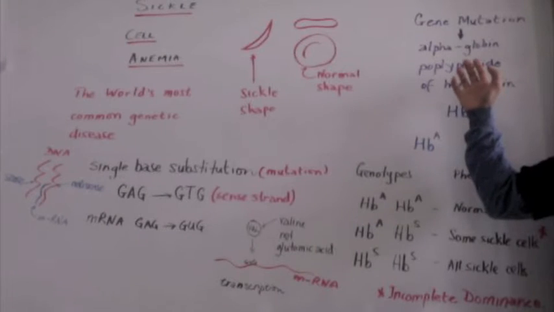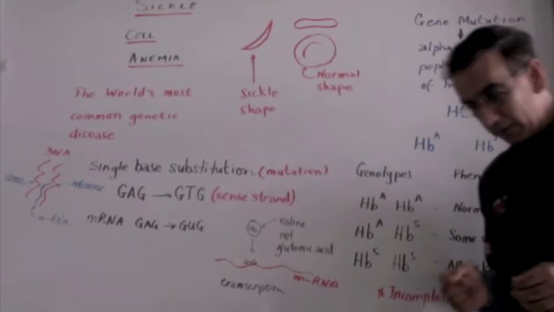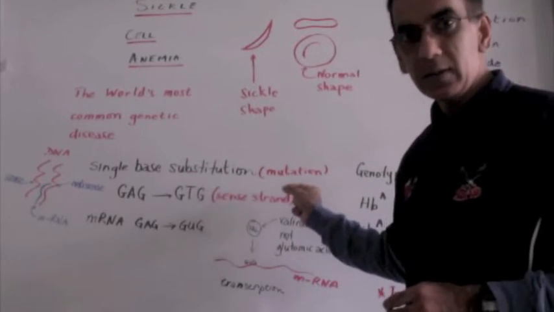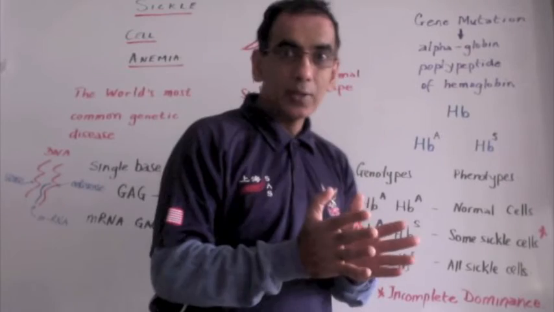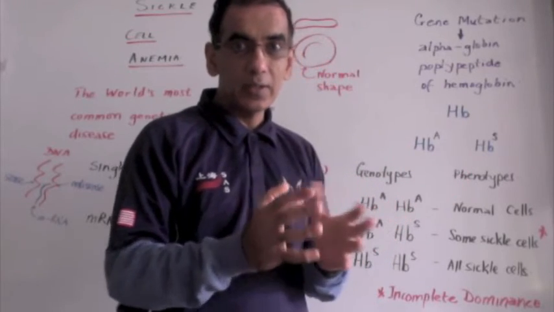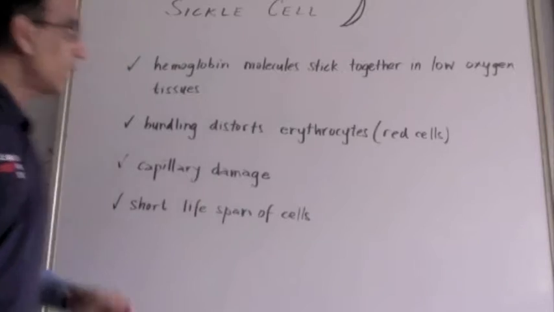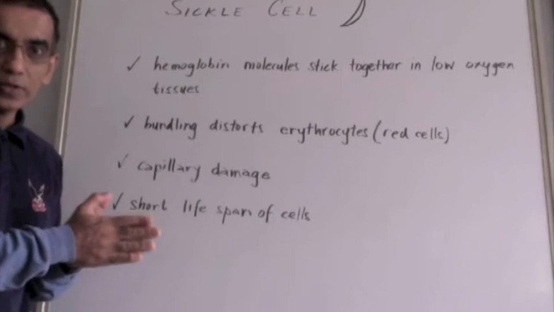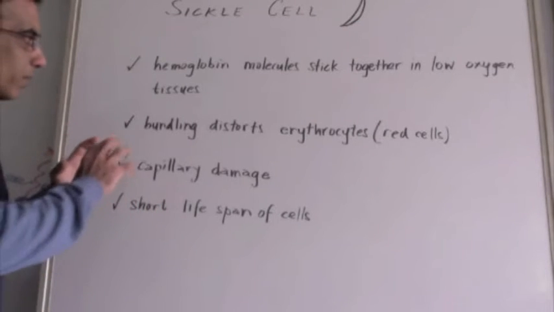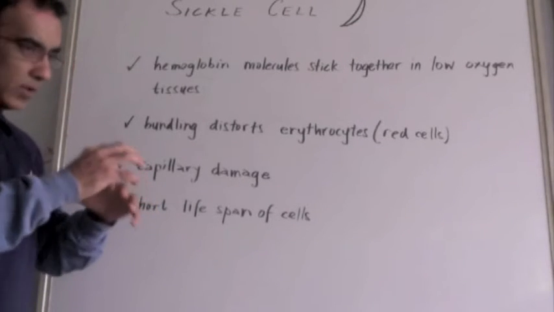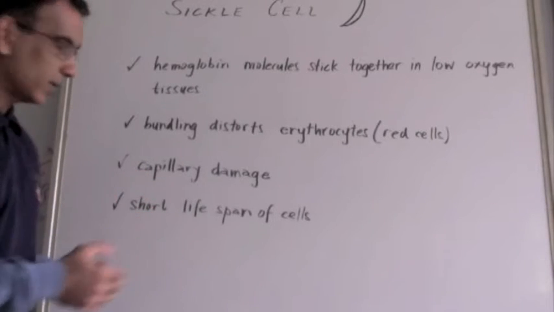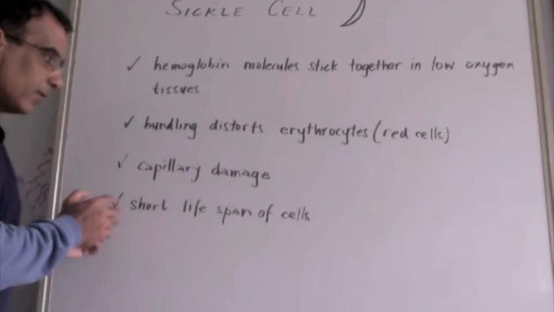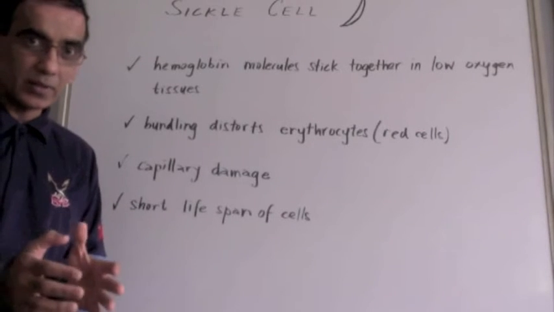The reason for this is because of a gene mutation. A single base substitution mutation, which causes the alpha-globin polypeptide chain of hemoglobin to change its conformation. And when this happens, hemoglobin molecules stick together in low oxygen concentrations in tissues. Then there's a bundling or a distorting of the shape of the red blood cell as a result of this. This then leads to capillary damage, and the lifespan is much less than the typical erythrocyte.